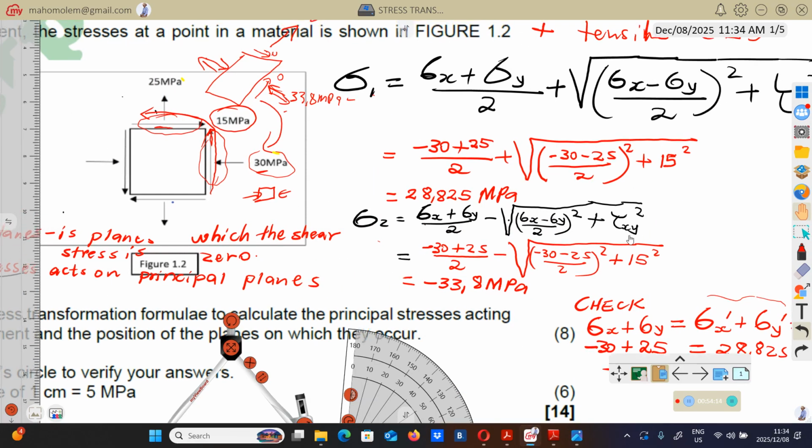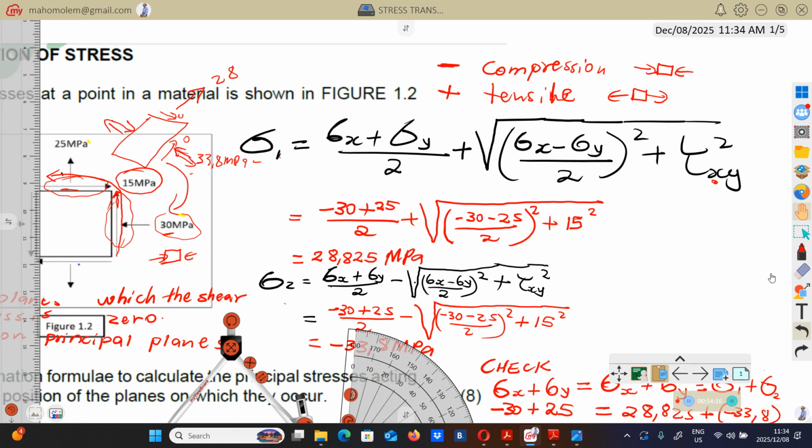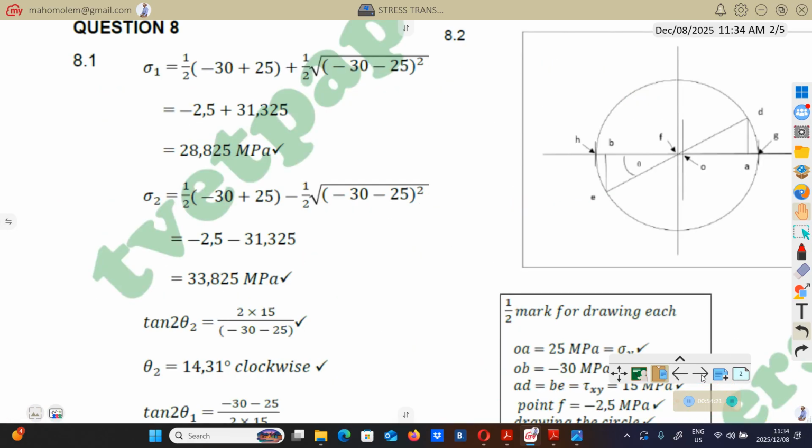This one is a previous question paper. I've just checked the memo as well. Then the answers are correct, but this part here is not right. So just be careful.